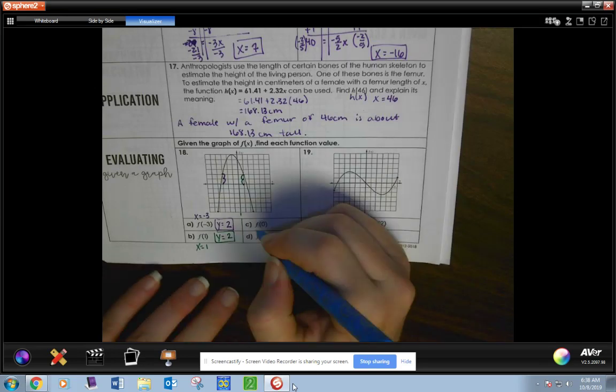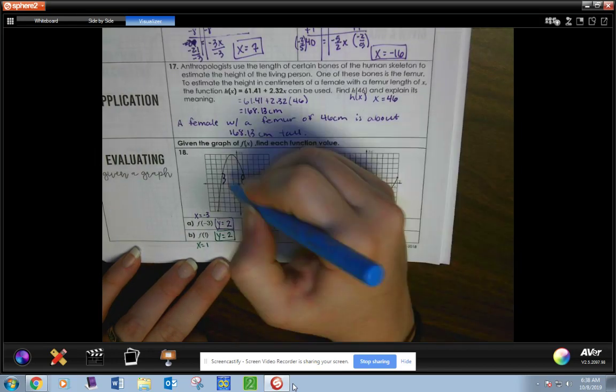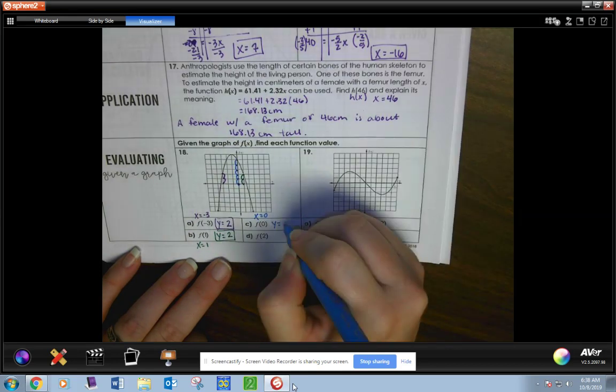Okay, switching colors again so you can see this. When it says f of 0, they're telling me x equals 0, so what is y? So I'm going to go to 0 on the x-axis, and it's going to take me going up 1, 2, 3, 4, 5 places. So y is 5.